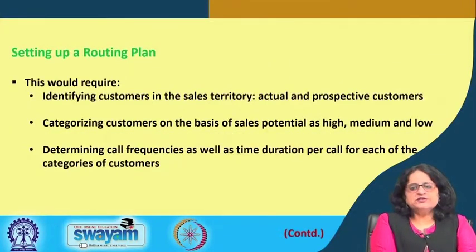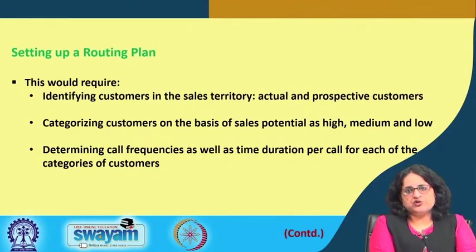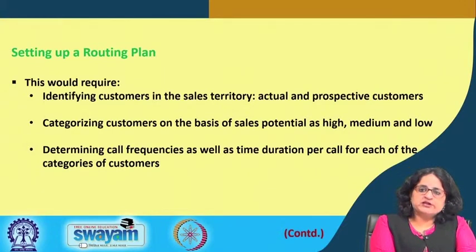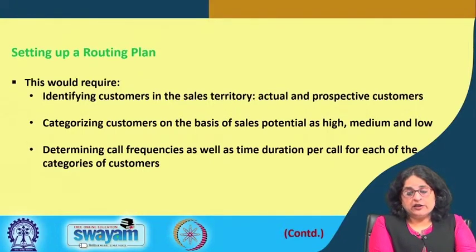So, now, how do you set up a routing plan? This would actually require identifying customers in a sales territory. Now, these customers would be both your actual or current customers as well as your potential or prospective customers, and then you categorize these customers on the basis of their sales potential as high, medium and low. Now, in case it is your current customers, you would classify them as A, B and C. In case they are prospectives, you would classify them on the basis of their prospect status as hot, warm and cold.